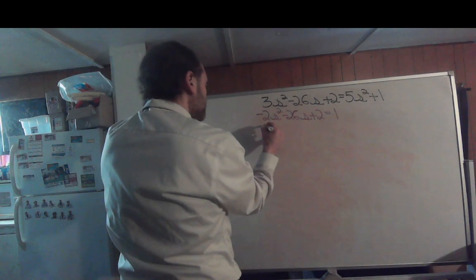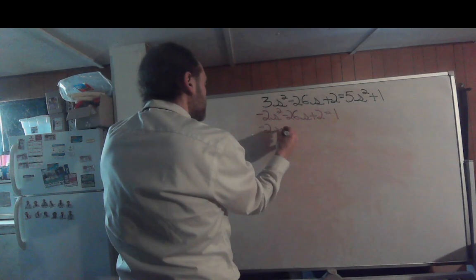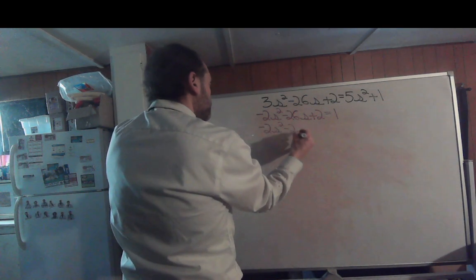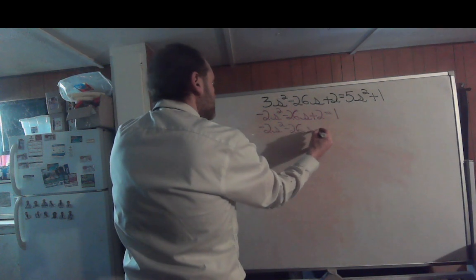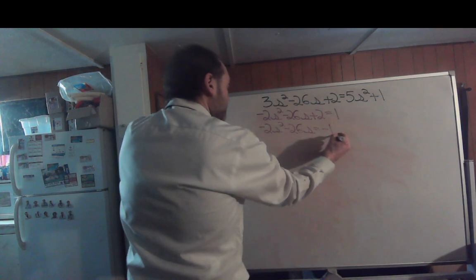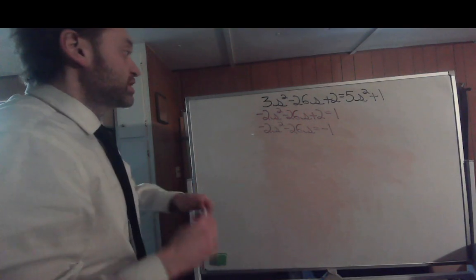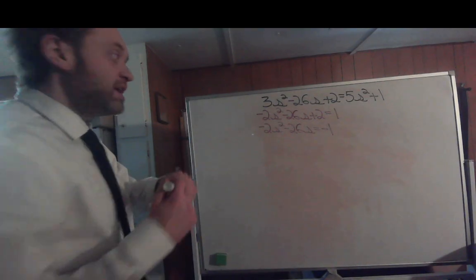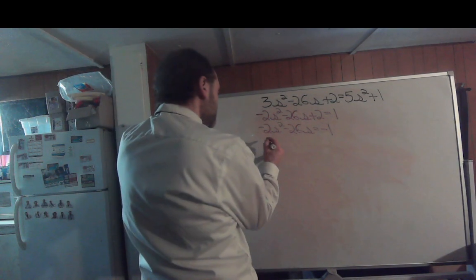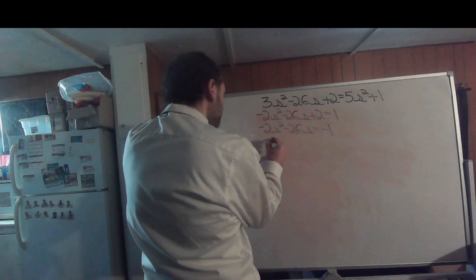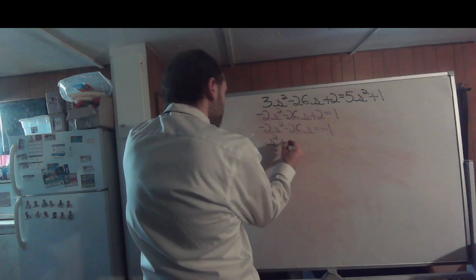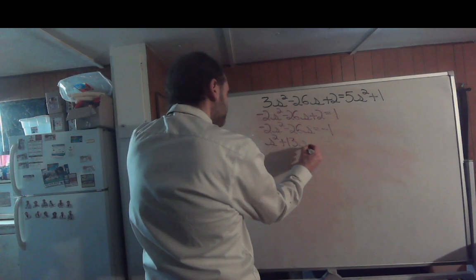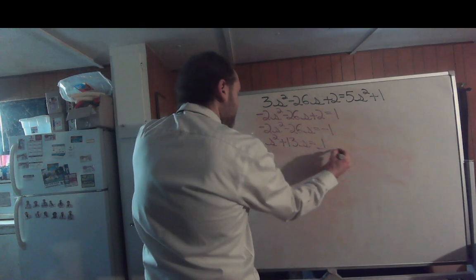Now let's get rid of the 2 out of the left-hand side. So this will turn into negative 2s squared minus 26s would end up equaling negative 1. Okay, now the coefficient on your s squared term is negative 2, so we have to divide everything by negative 2. So this will end up turning into s squared plus 13s would equal 1/2.